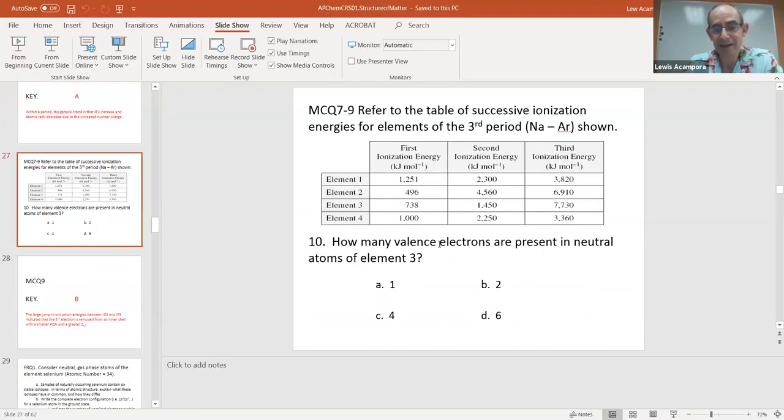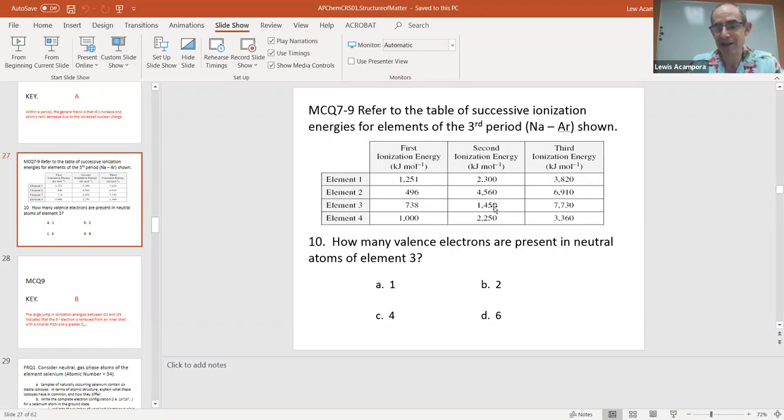And then finally, you're asked to say how many valence electrons would be present in neutral atoms of element three. And it might be hard. I thought to myself the first time I saw that, how should I know that? All I have are ionization energies. But we need to remember what successive ionization energies mean, that you're pulling electrons successively from a neutral atom. Element three tells us the first ionization energy takes 738 kilojoules per mole, and you don't need to know what that value means exactly, but it's in the ballpark of these others.